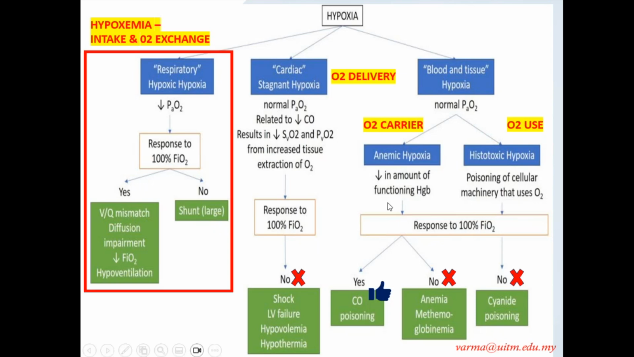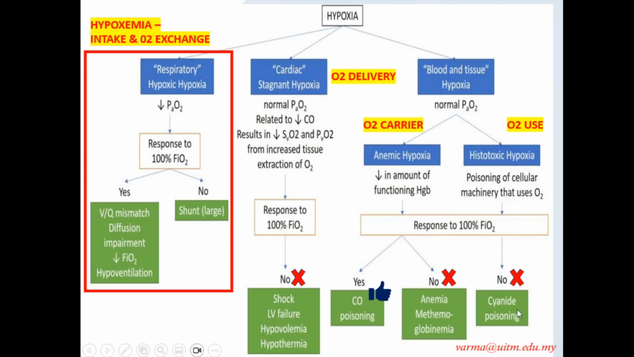Thus, the hemoglobin is considered to be malfunctioning. So when you give 100% oxygen, you increase the FiO2, which means the partial pressure of oxygen will tremendously increase. Thus, it can compete with the carbon monoxide for the place in the hemoglobin. If it does not increase, it could be purely a reduction in hemoglobin, or methemoglobinemia, or cyanide poisoning.